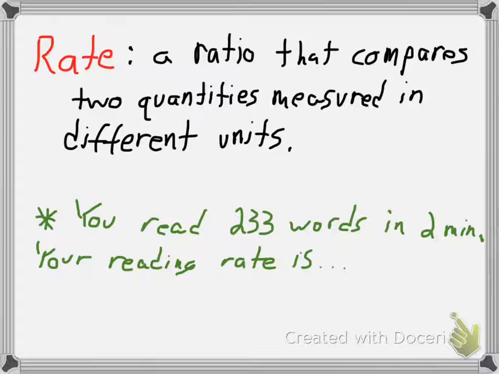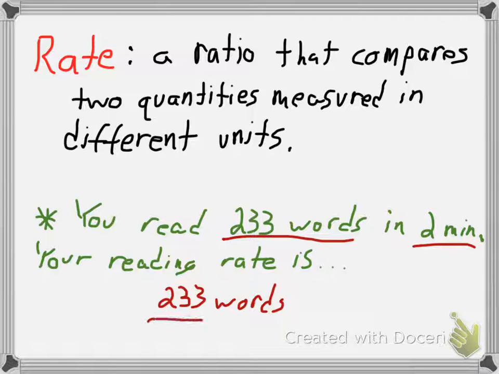So our example is: you read 233 words in 2 minutes. Your reading rate is what? Well, what we're going to do is set it up just like a ratio. My first quantity would be 233 words. My second quantity is 2 minutes, so I'm going to put that underneath. And there's my rate: 233 words over 2 minutes.